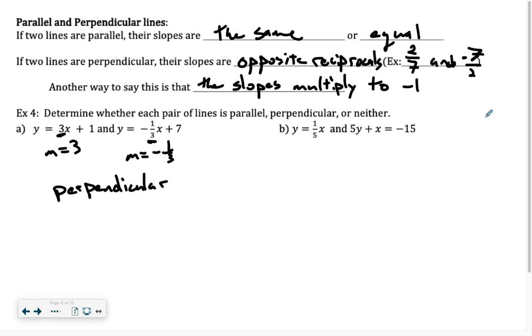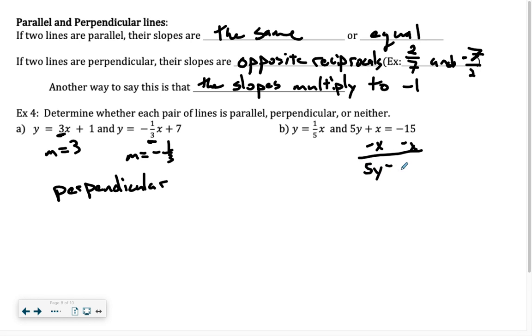All right. Now for this one, I've got one of my lines in slope-intercept form, y equals mx, and then my b would be 0. But this one is not. In order to figure out the slope of a line, it has to be in slope-intercept form. The slope of this line is not 1. It's not the coefficient right here. I need to solve this equation for y. So to do that, I want to get my x over to this side.